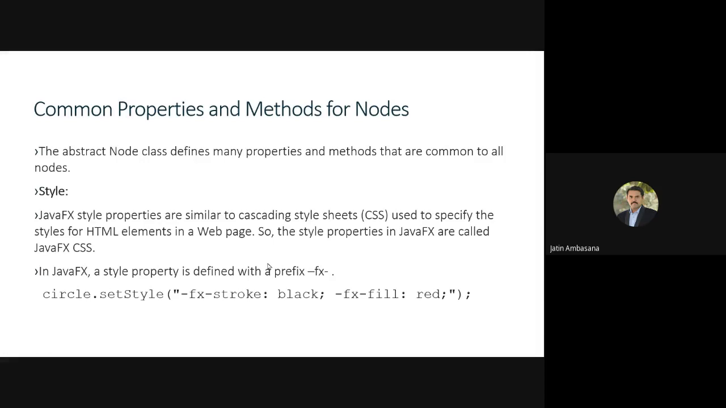Now there are common properties and methods for nodes. The abstract Node class defines many properties and methods that are common to all the nodes. Like we have seen style. We saw how we can set the style, the stroke, that is the outline, and the fill, that is the inside color, right? This is for a circle. So this style acts as a CSS, JavaFX CSS.